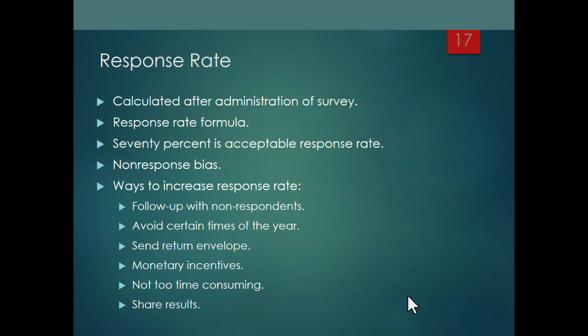Along with the survey, you need to include a stamped, self-addressed envelope for them to return the survey. You may also want to consider offering monetary incentives for completing the survey. Make sure that the survey is designed in a way that it will not take too much time to complete, and offer to share the results of the survey with respondents. So these are all ways that you can increase the response rates.